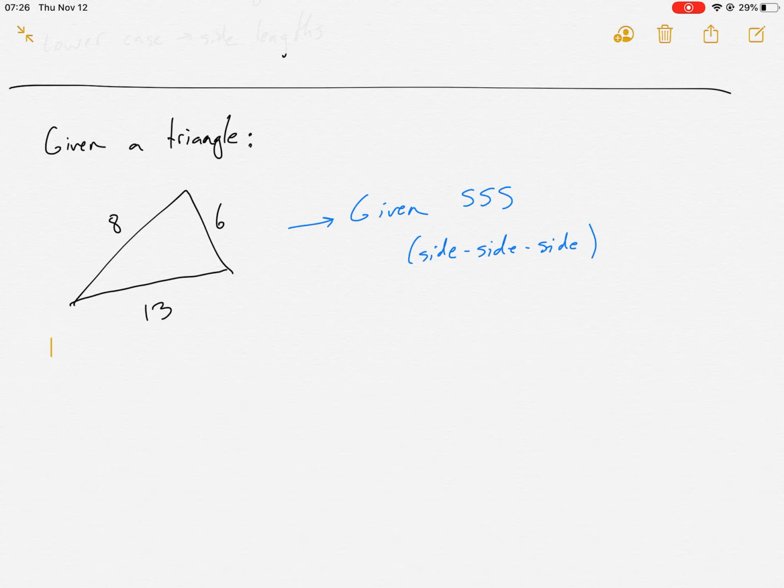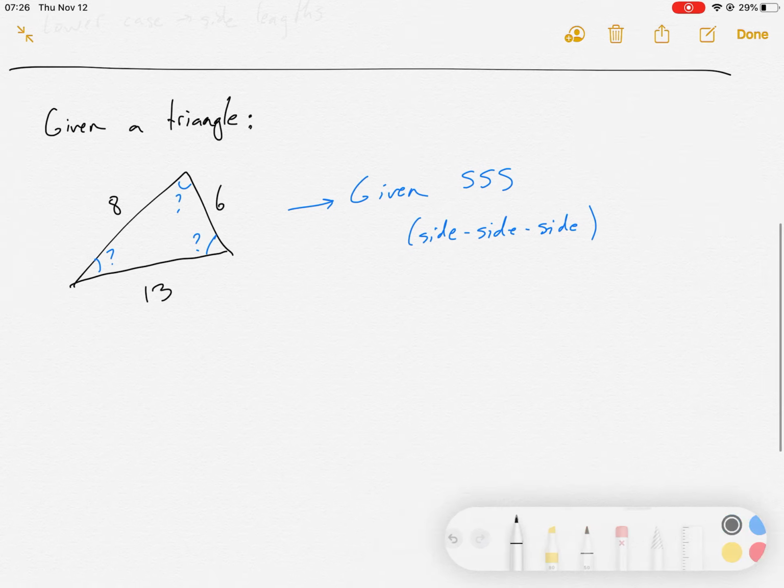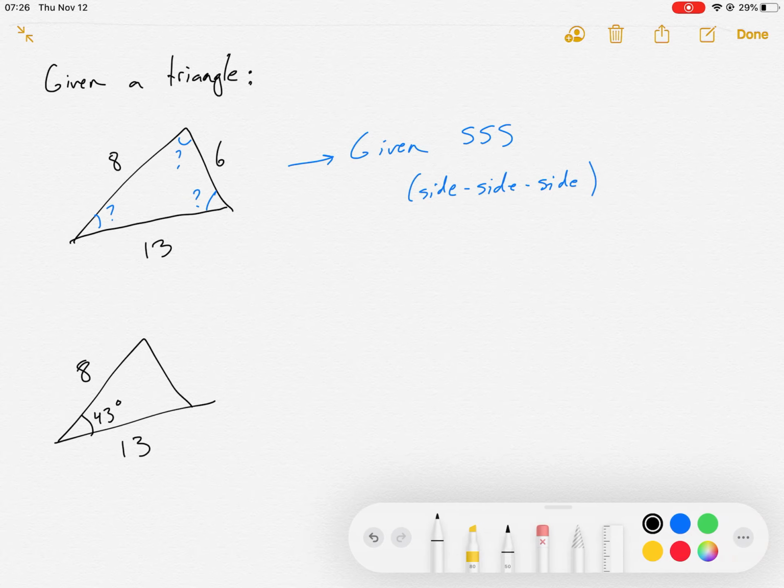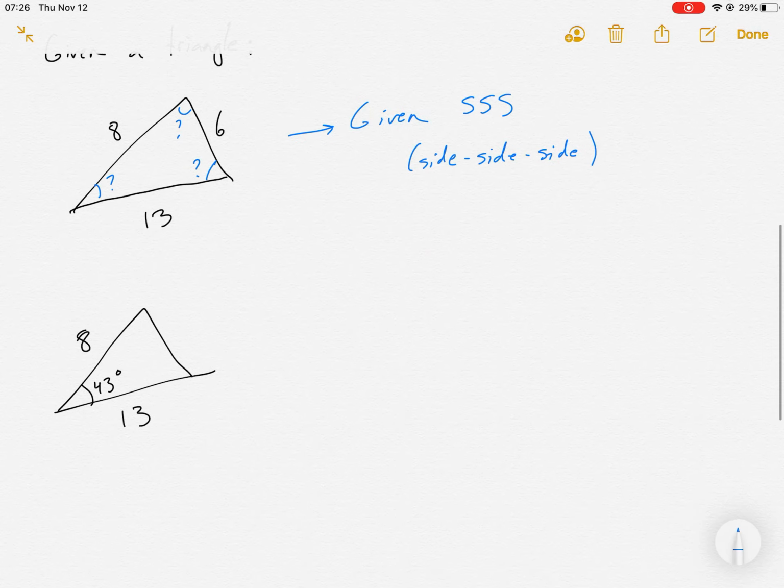and not about the angles. So if this was your problem, you'd have to solve for the angles. Alternatively, you might be given something like, let's say it was 13, 8, and then this angle looks like it's 43 degrees. In this case, we would say this is side angle side because the angle comes in between the two sides. So if I'm going first to this side maybe, and then the angle, and then the other side. So that would be side angle side.